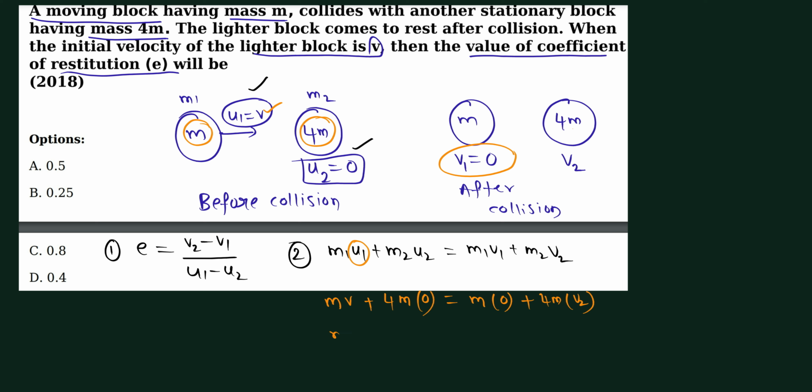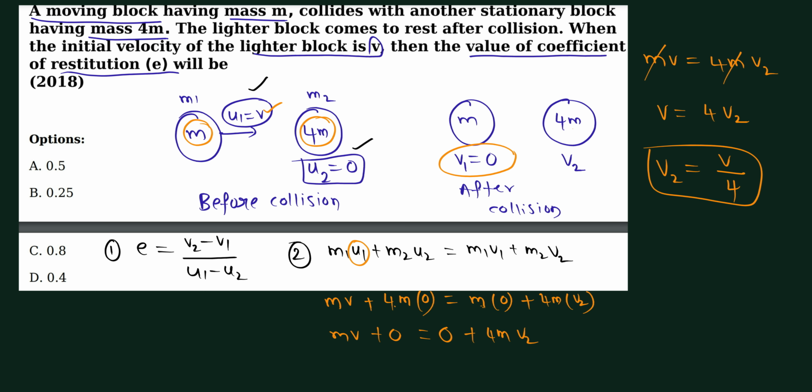So MV plus 4M into 0 is 0, so no need to take that. MV equals M into 0, which is 0, plus 4M into V2. Is that clear everyone? Now MV equals 4M into V2. Both sides M gets cancelled. Then V equals 4 into V2. We need the V2 value: V2 equals V by 4.